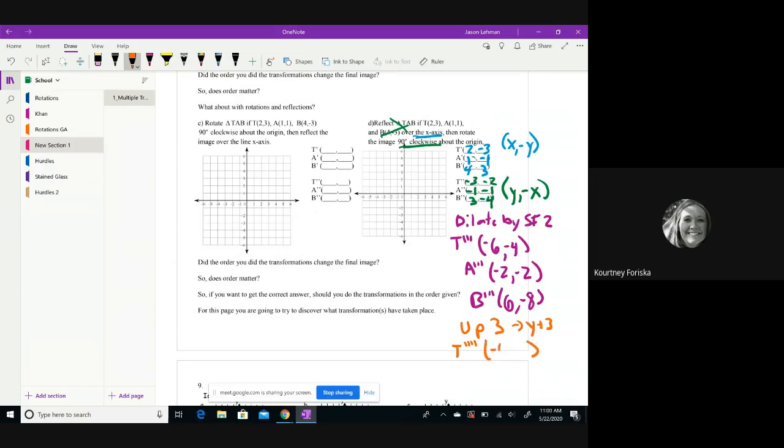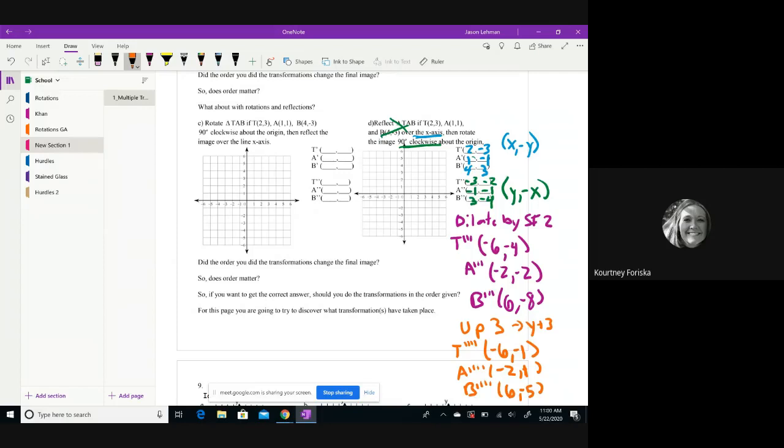T will stay -6. -4 plus 3 is -1. A, x stays the same, -2. -2 plus 3 is 1. And B, -6 stays the same. -8 plus 3 would be -5.